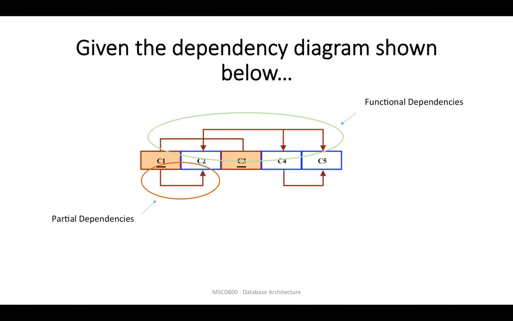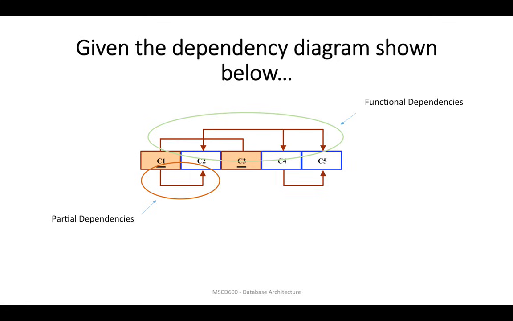That is what's called a partial dependency. So a partial dependency is anytime you have one attribute within your table that is functionally dependent on just one part of the primary key. And that's what's key in this one: in a partial dependency, it's dependent on a piece of the primary key.